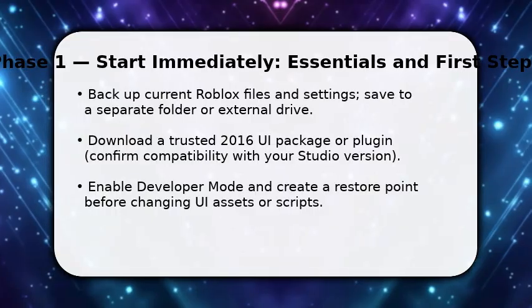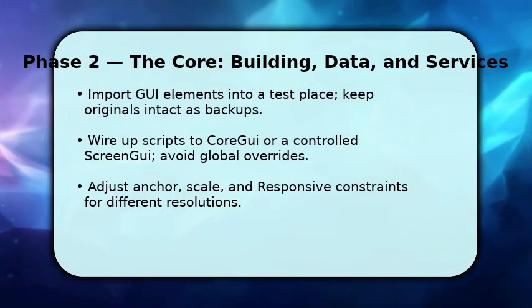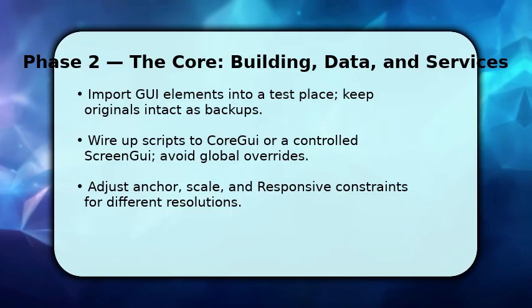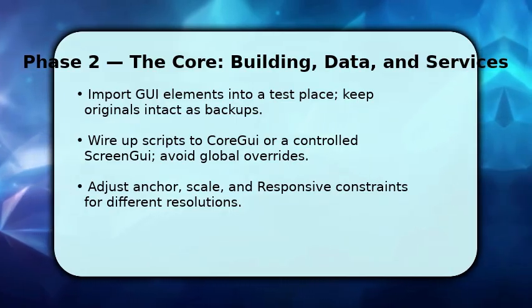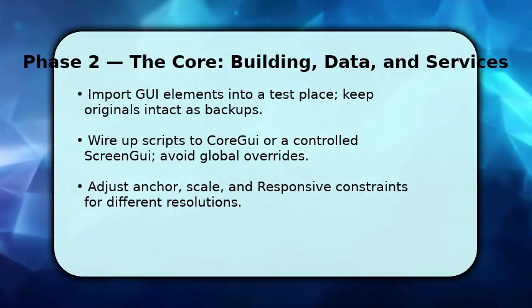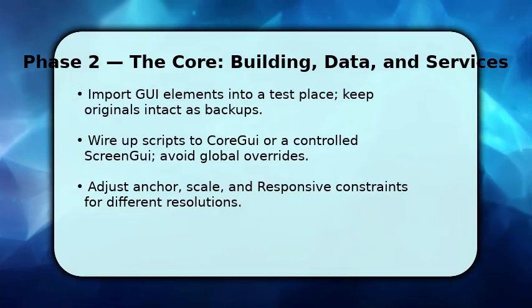First, import GUI elements and leave originals untouched so you can compare changes. Then, connect the UI scripts to core GUI or a controlled screen GUI. This keeps scope limited and reduces conflicts. As you attach events, make sure to refactor any deprecated API calls, replace removed functions with current equivalents.